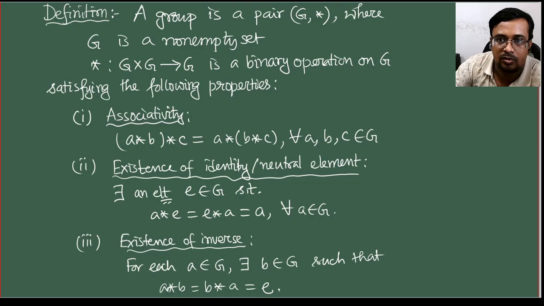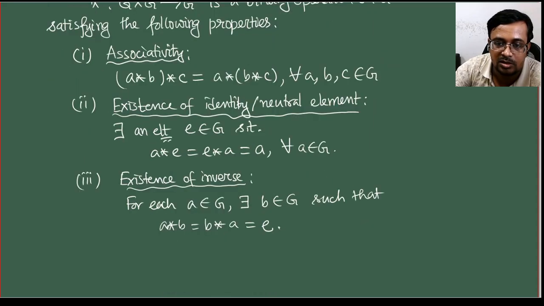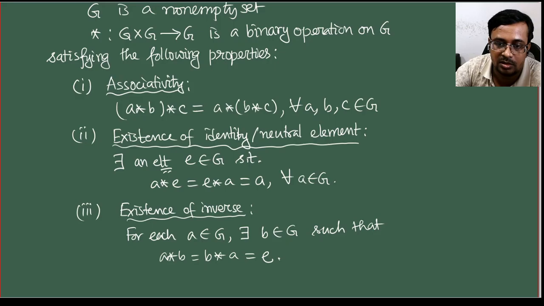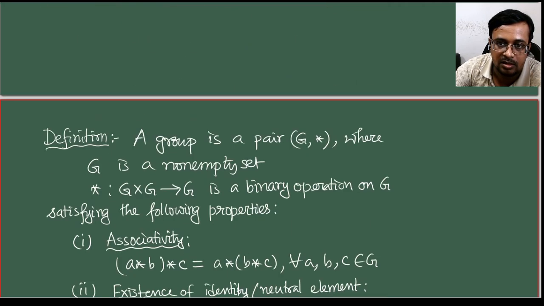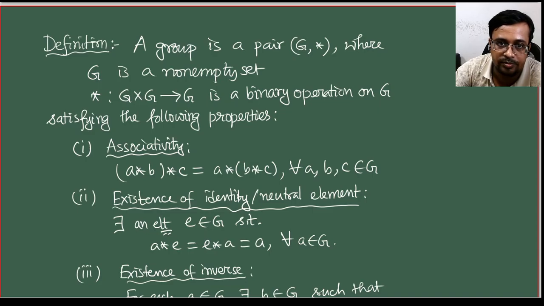So a group is a pair, basically a non-empty set equipped with a binary operation such that this binary operation is associative, and there is a distinguished element denoted by small e, which acts like a neutral element, meaning that A star E equals E star A equals A for all A in G, and every element admits an inverse with respect to the binary operation star on G. Then such a system is called a group. Okay. So let's see some examples.